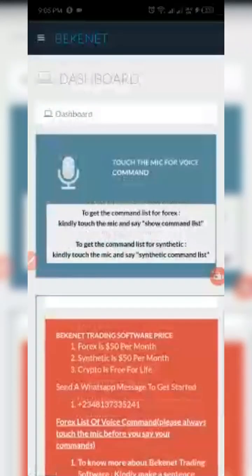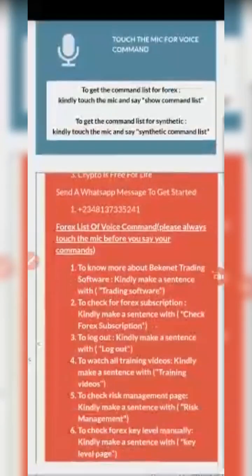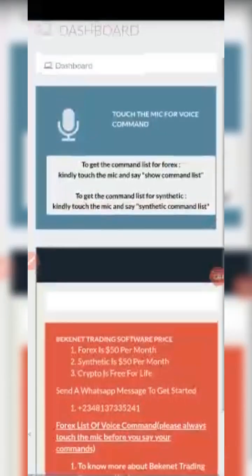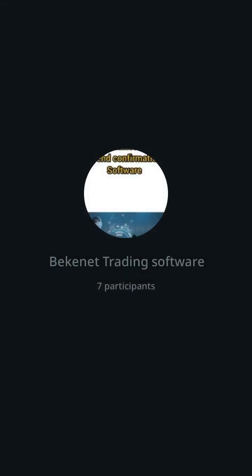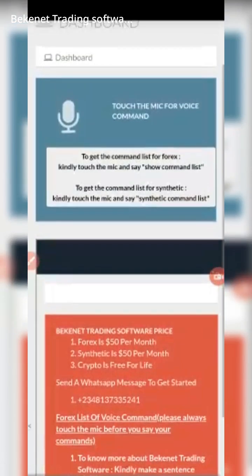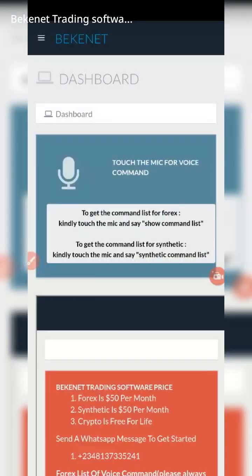Now, immediately you log in, you see a dashboard. We are currently upgrading the app to voice command. As you can see, I can actually say voice command. The software will be able to generate signals for me with just my voice command, but that's not what we are here for today. I'm going to show you how you can navigate through the app manually to get signals from the crypto aspect.